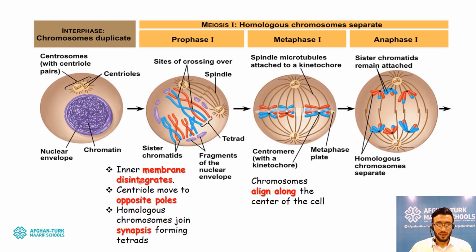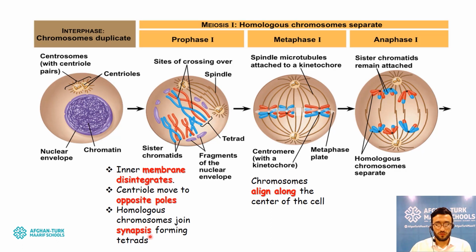The inner membrane disintegrates. As you are seeing, these are fragments of the nuclear membrane. Also, centrioles move to opposite poles. Here you see the centrioles, and in this phase of the cell cycle, they are going to different poles of the cell, and also they are producing the spindles that in a further division step will attach to the centromere, or center of chromosomes, to split the sister chromatids.